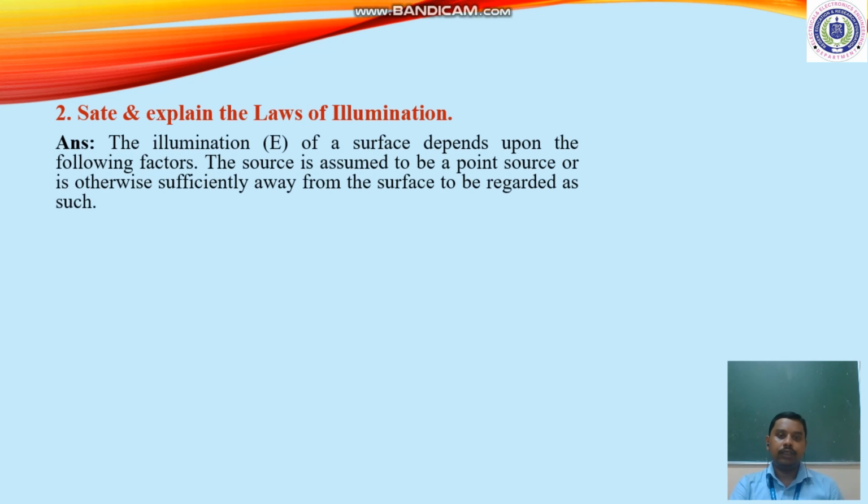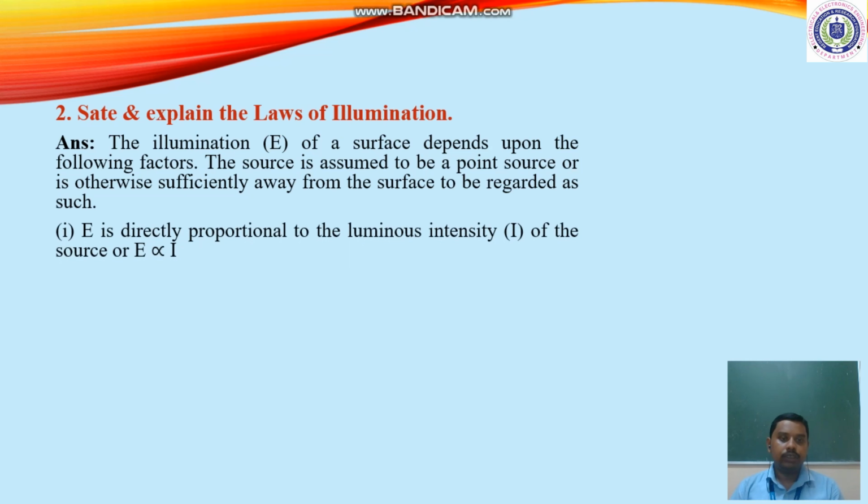Illumination depends on the following factors: a point source at a sufficient distance from the surface. There are three laws. The first law is that illumination is directly proportional to the luminous intensity, that is, E is proportional to I.